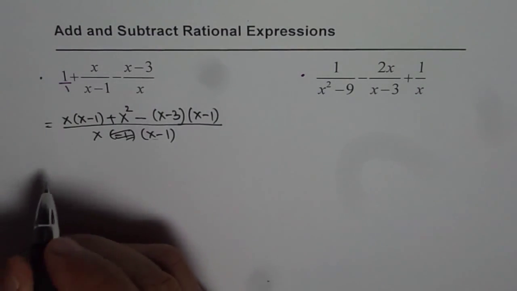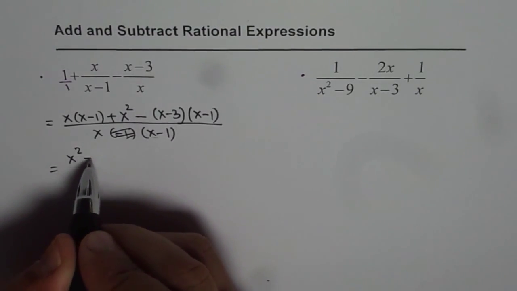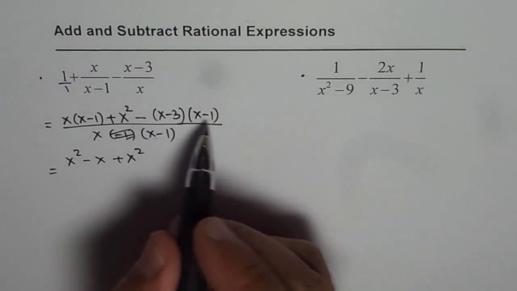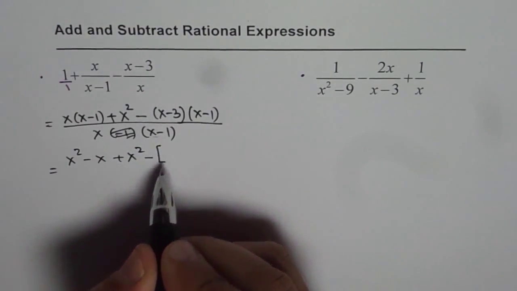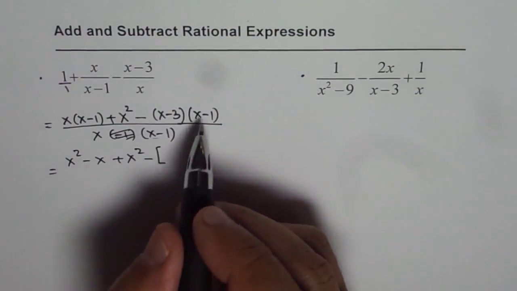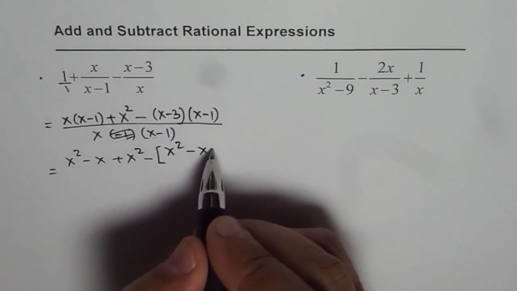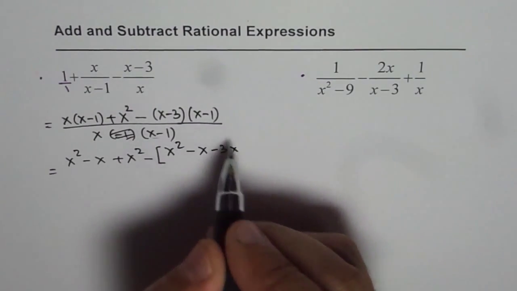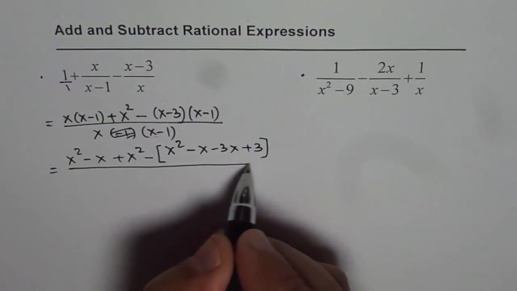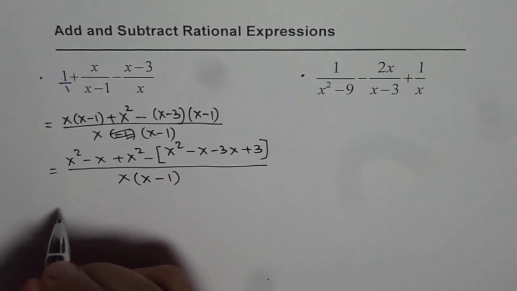Now let's expand the numerator and simplify. We get x squared minus x plus x squared. Now when you multiply these terms, I prefer to put a square bracket. We do the needful inside. So we get x times x as x squared, then minus x, minus 3x plus 3, divided by x times x minus 1.